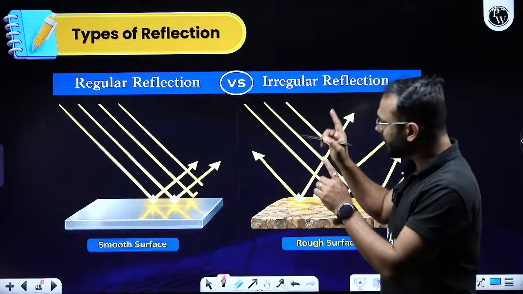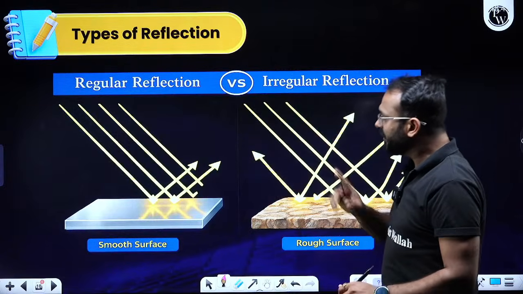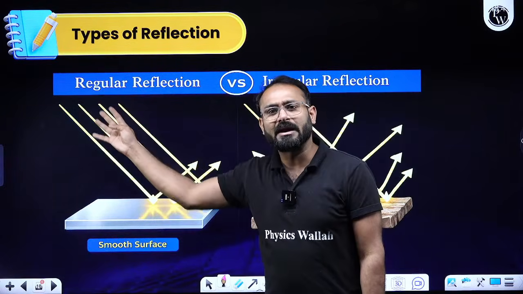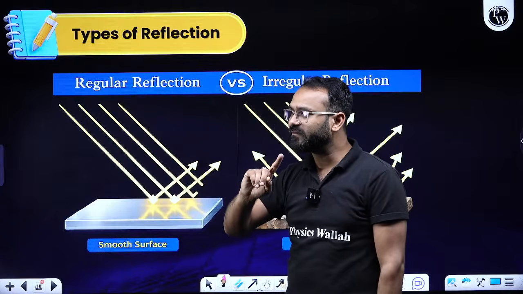I will be directly coming towards this diagram where you can see when the parallel rays of light, what kind of light?